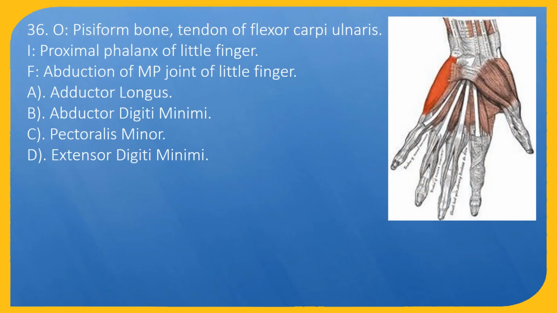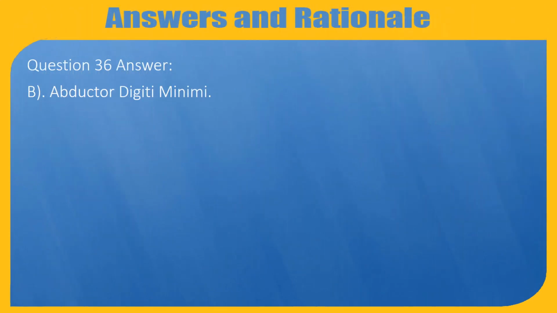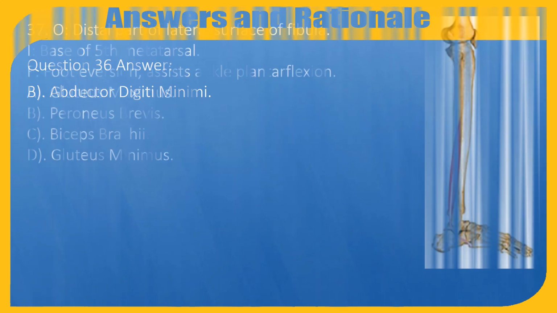Question 36. Origin: pisiform bone, tendon of flexor carpi ulnaris. Insertion: proximal phalanx of little finger. Function: abduction of MP joint of little finger. A. Adductor longus. B. Abductor digiti minimi. C. Pectoralis minor. D. Extensor digiti minimi. Question 36, answer B. Abductor digiti minimi.